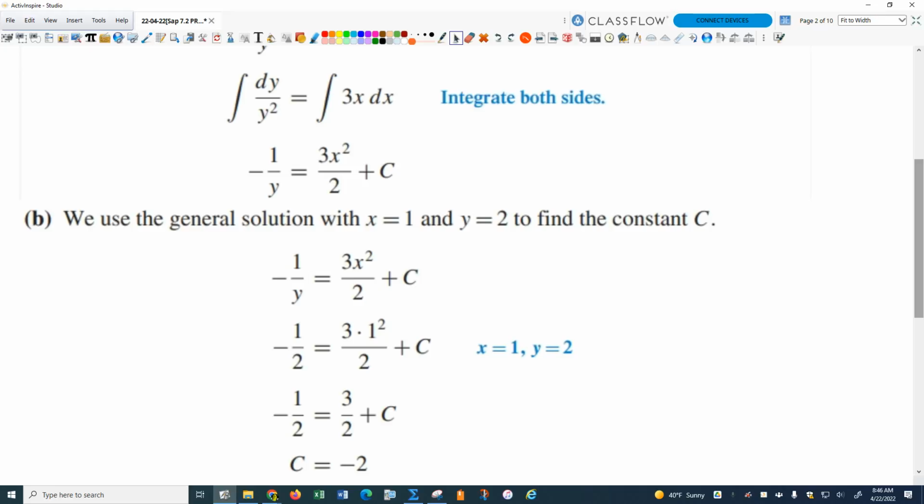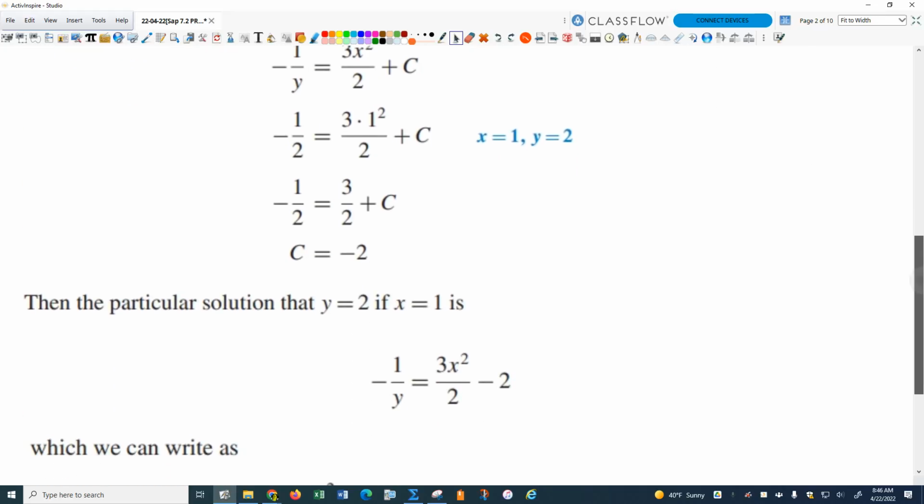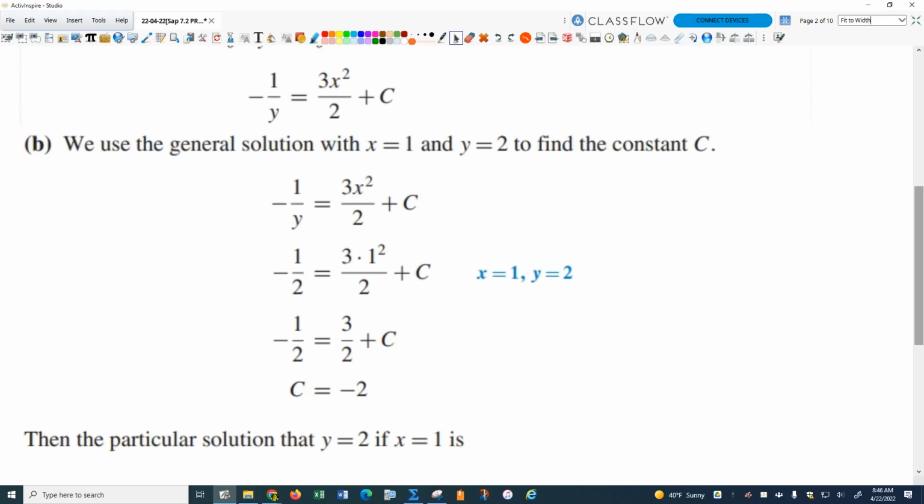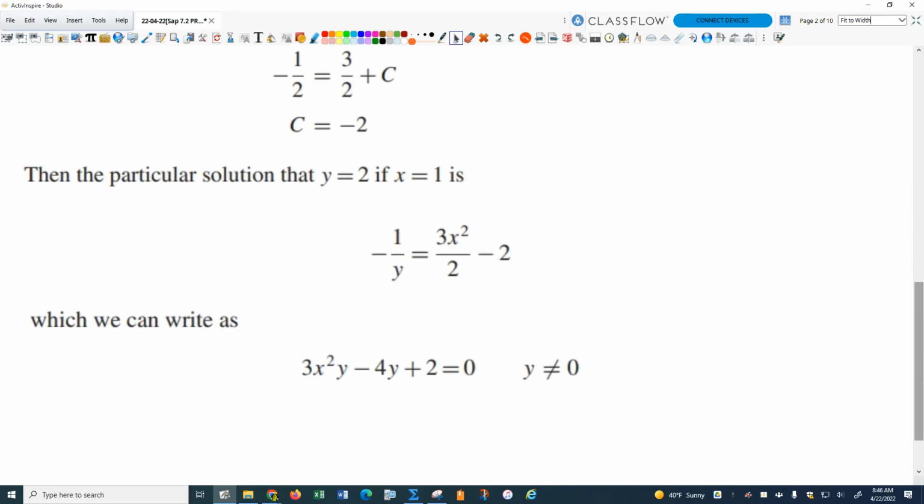It is in your online textbook. You can just look at this one later if you want to look at it in more detail, but I don't think you need to. So now if we know c is negative 2, we just plug that back into our general solution, and we get the particular solution. There it is.